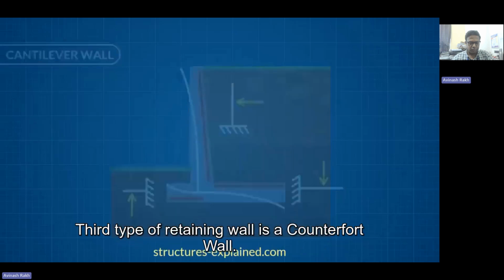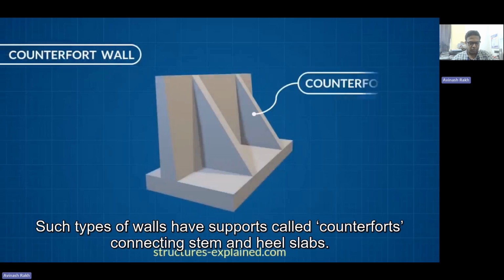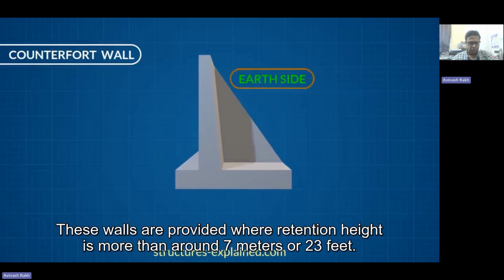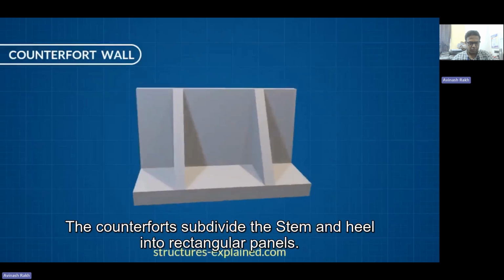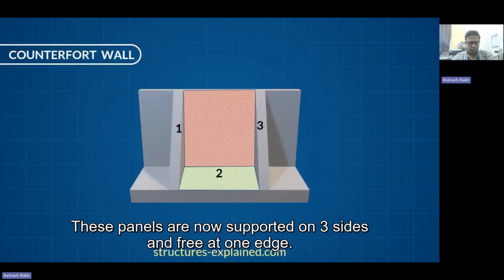Third type of retaining wall is a counterfort wall. Such type of walls have supports called counterforts connecting stem and heel slab. The counterforts are concealed in the retained earth. These walls are provided where the retention height is more than around 7 meters or 23 feet. The counterforts subdivide the stem and heel into rectangular panels. These panels are now supported on three sides and free at one edge.